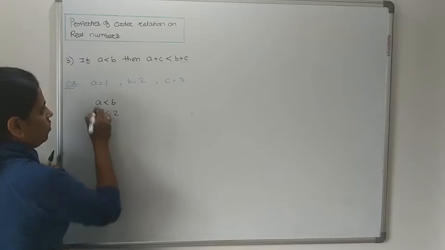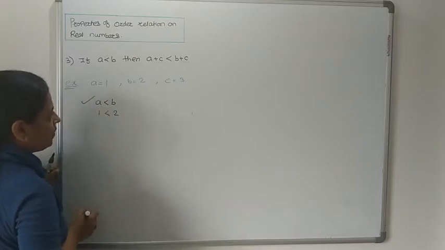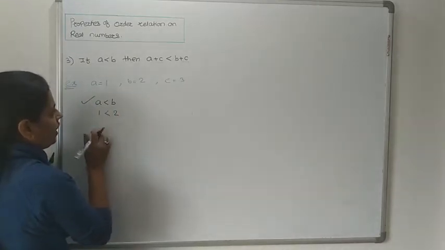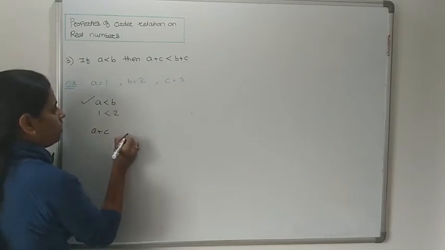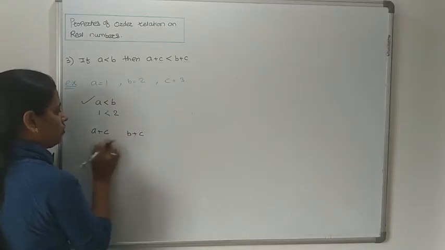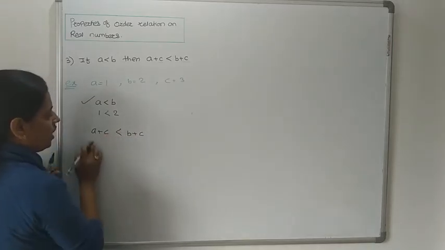Okay, 1 is less than 2. This statement is true. Now, if I want to add A plus C and B plus C, for these two, what is the relation? A plus C is less than B plus C. So, just cross check it.